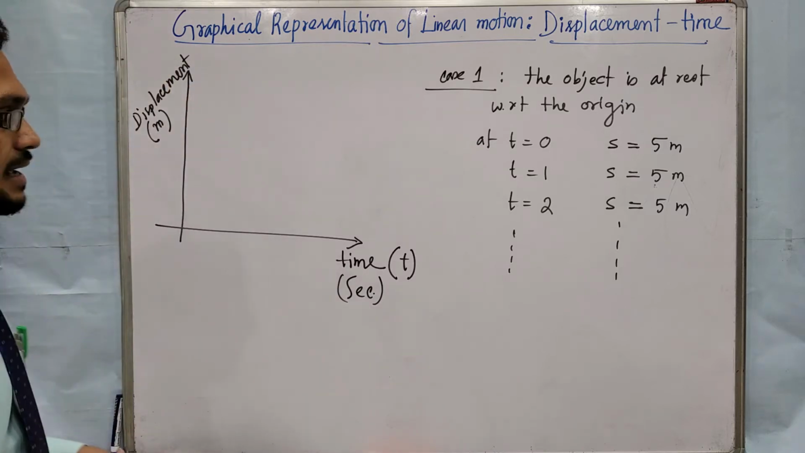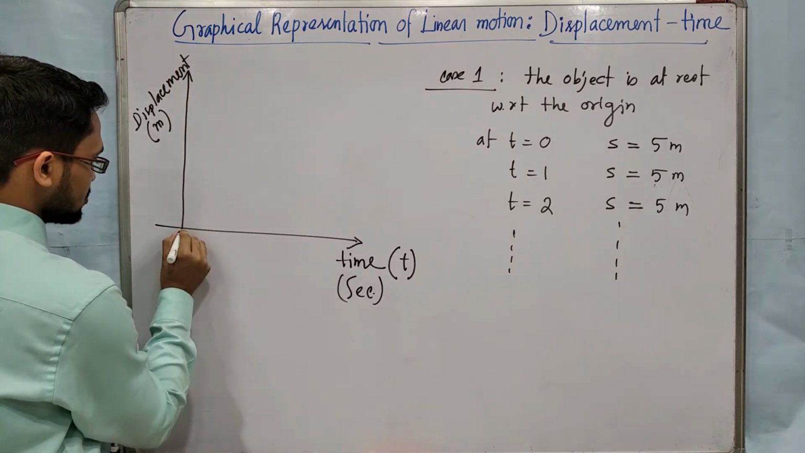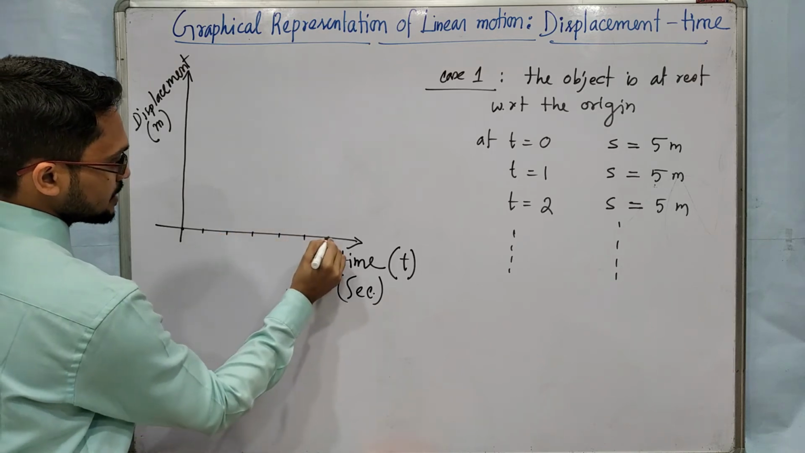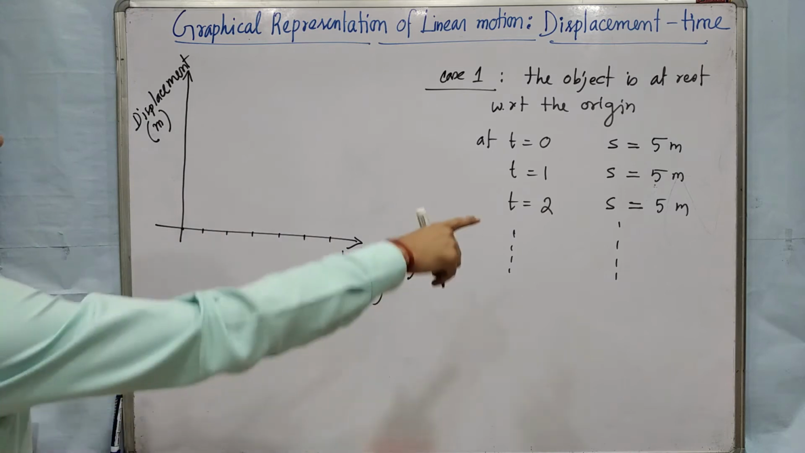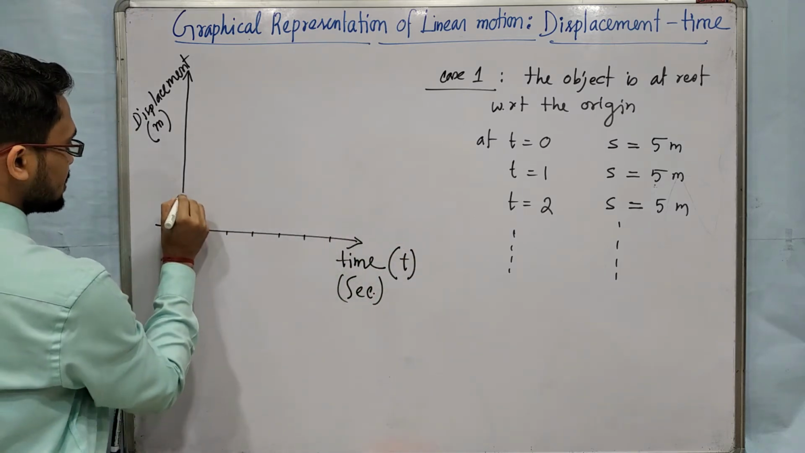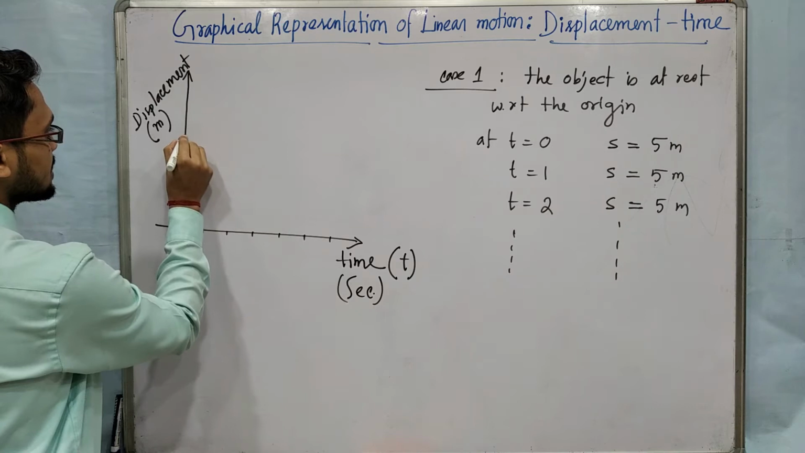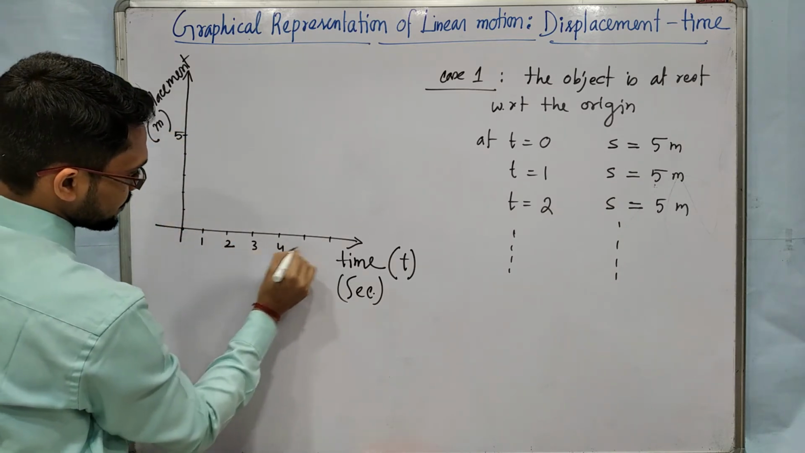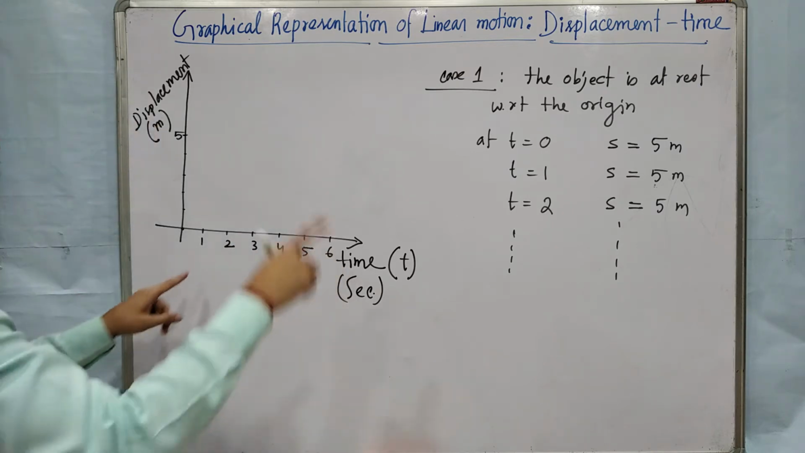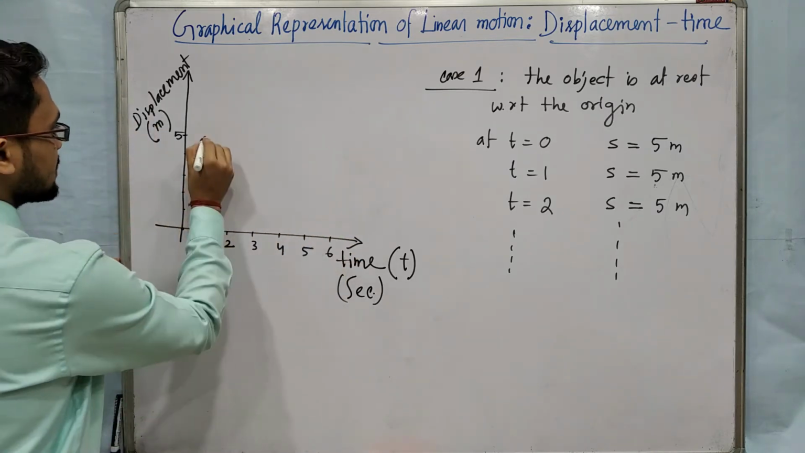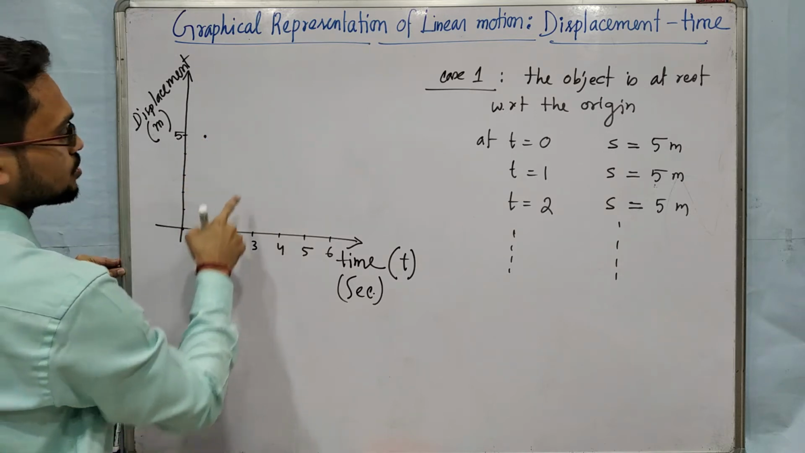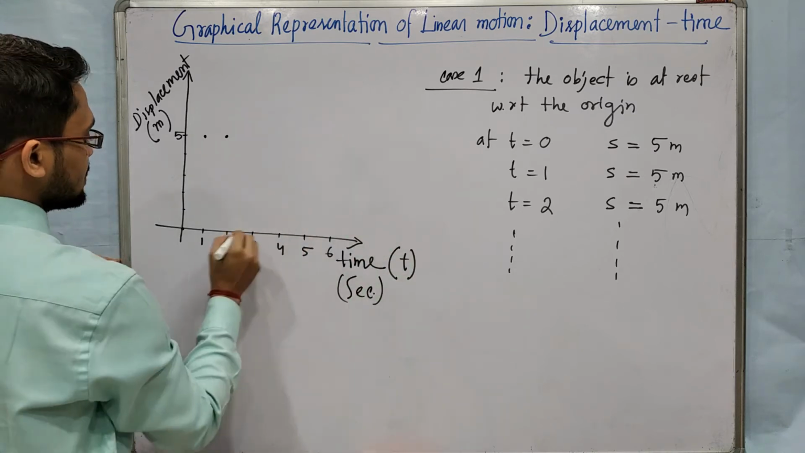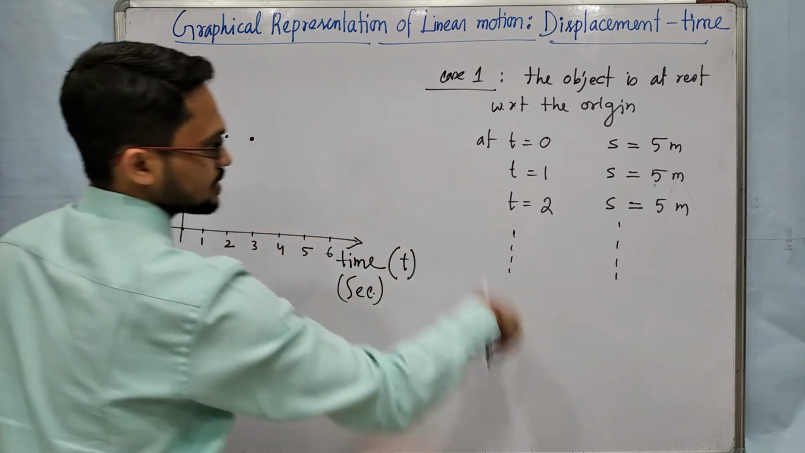So how will the graph look? Here this is 0, this is 1, 2, 3, 4, 5, 6, in this way it is going on, and displacement is 1, 2, 3, 4, here suppose 5. Now t equal to 0, s equal to 5. So this is our first point. T equal to 2, s equal to again 5. T equal to 3, again 5. In this way it is going on.